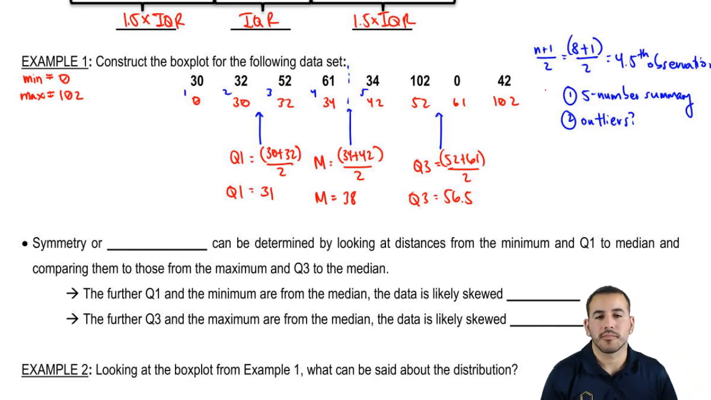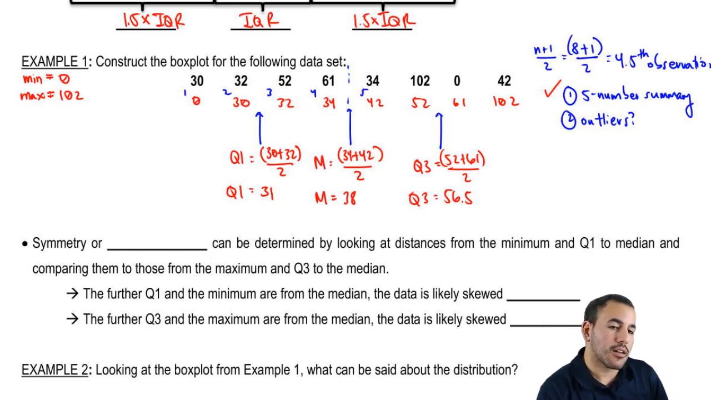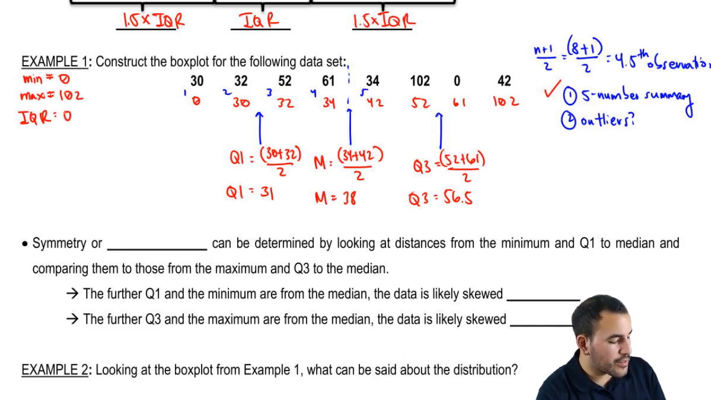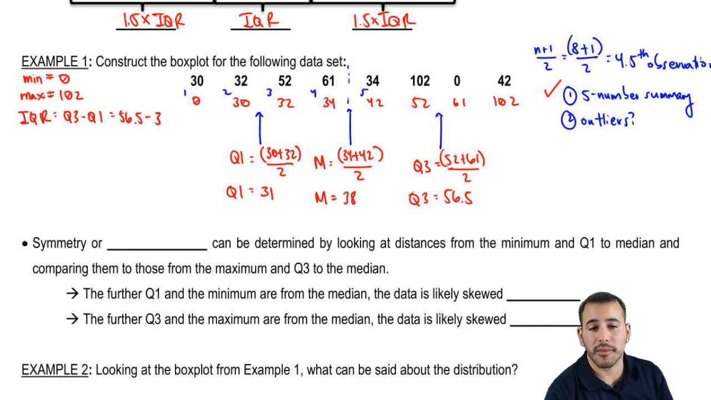What's next? Outliers. How do we get an outlier? We're going to need the interquartile range, right? How do we find that? Nice. So the interquartile range is Q3 minus Q1. So Q3 was 56.5 minus 31, and that gives us 25.5. If you don't believe me, check your calculators. So that's our interquartile range.